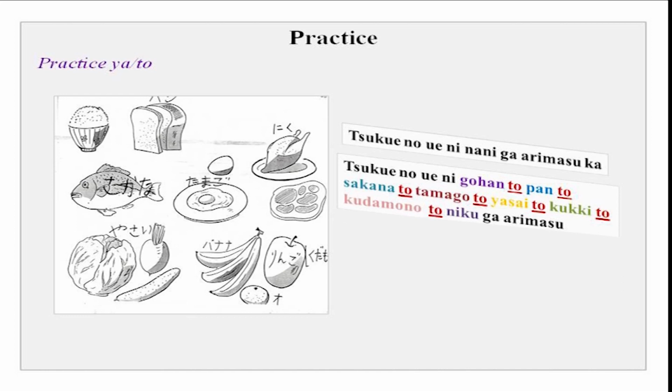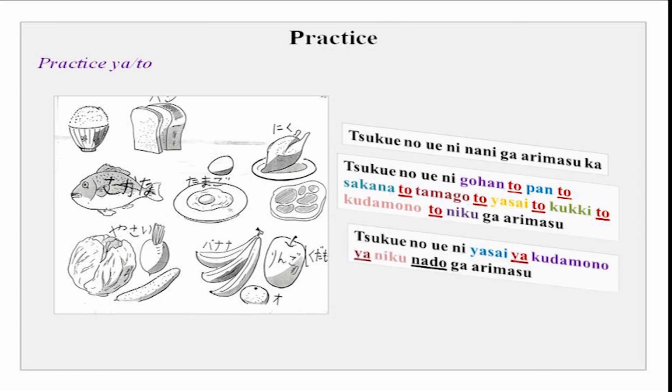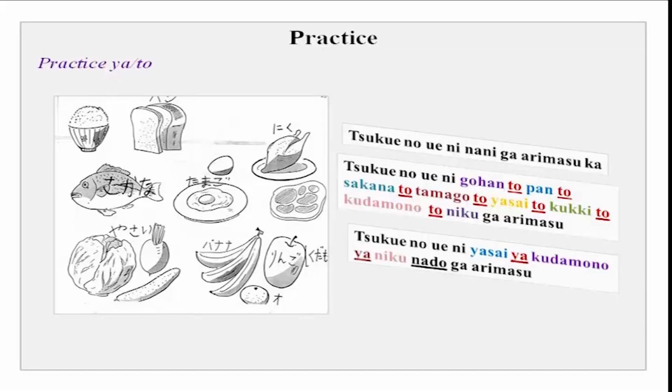But now, if we look at this picture, what happens now? Tsukue no ue ni nani ga arimasu ka? Well, tsukue no ue ni yasai ya kudamono ya niku nado ga arimasu. Yasai, kudamono and niku are the three things that we mentioned, and the rest is understood, that of course there are other things as well. So, now you can practice with your partner, point at a place which has a lot of things, and then you can practice ya.